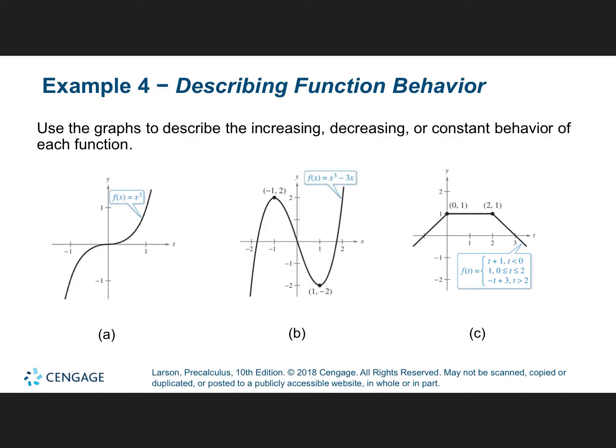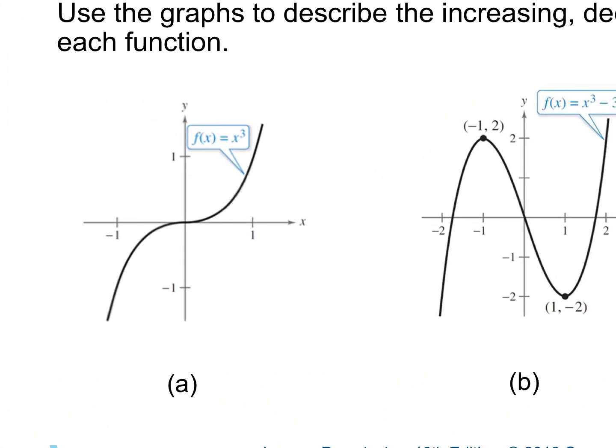In example 4, we did questions like this on the quiz. So use the graphs to describe the increasing, decreasing, or constant behaviors of each function. So looking at A, we're going to assume that these are arrows here. So let's find our interval of increasing first. Moving from left to right, our entire graph is increasing. It's always going up, increasing, increasing, increasing. So we're increasing from negative infinity to infinity. The whole graph is increasing.